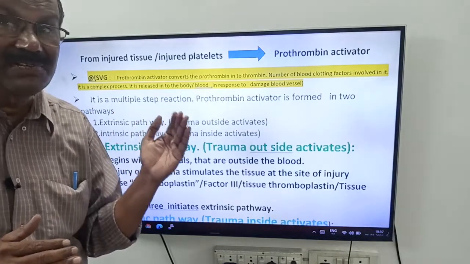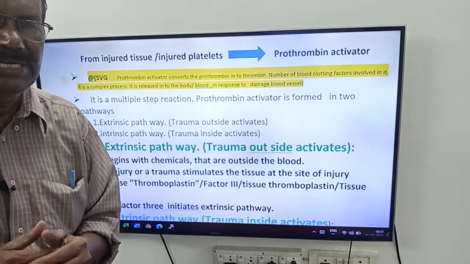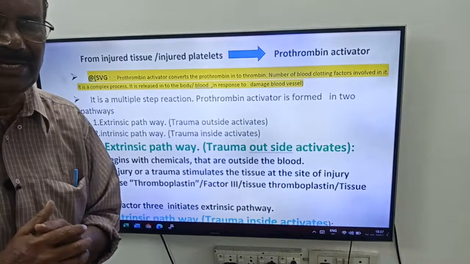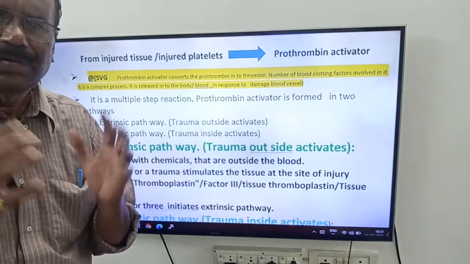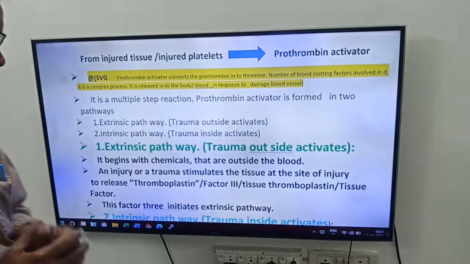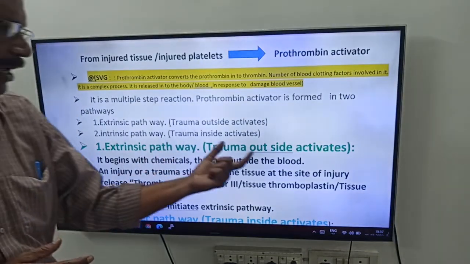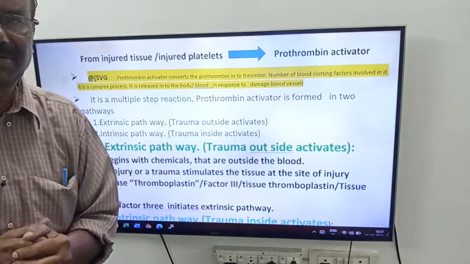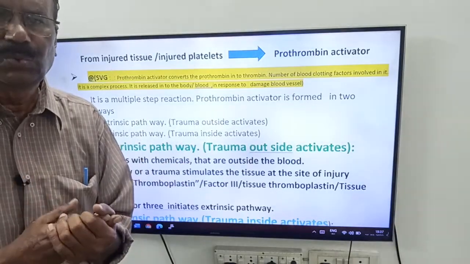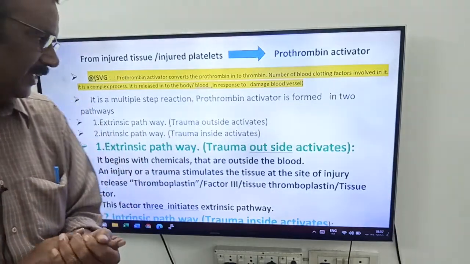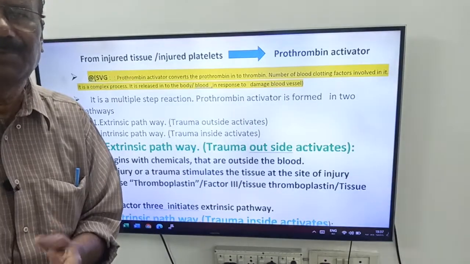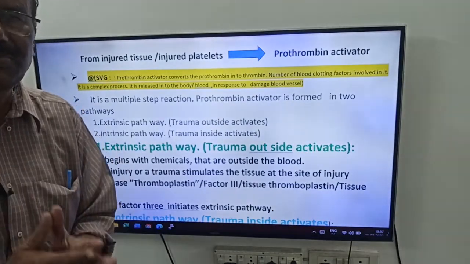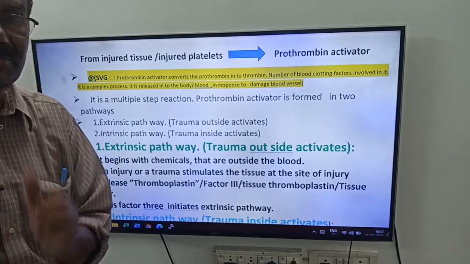Extrinsic pathway is the first one, intrinsic pathway is the second one. What is the extrinsic pathway, friends? Extrinsic pathway means trauma outside activates. Here trauma means a wound or injury. If it takes place outside the body, not on the inner side of the body, that is called the extrinsic pathway.